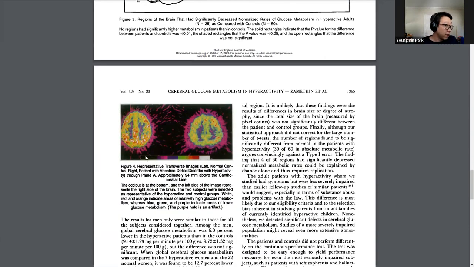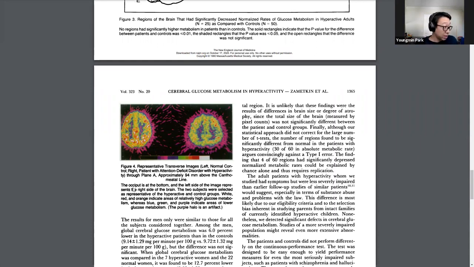All right, and then figure 4. These are actual images of a PET scan. These are transverse images taken from a little above the canthal-meatal line. So that's the line from the ear, the hole of the ear, to the eye. So it's not quite horizontal, it's slanted a little up. We took a slice like that and showed what the brain activity looks like.